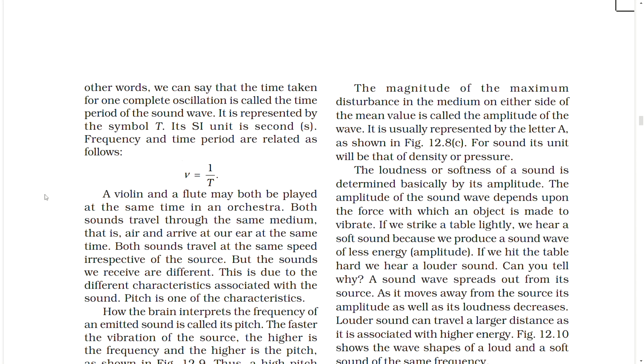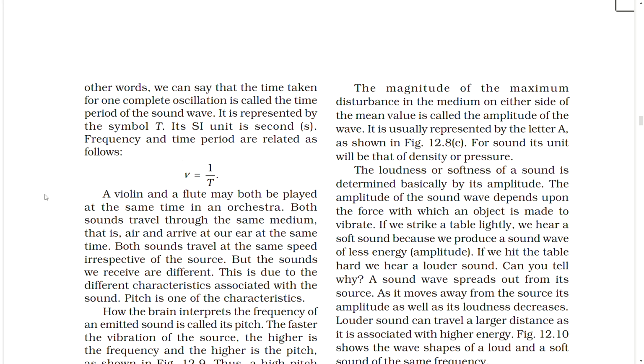The magnitude of the maximum disturbance in the medium on either side of the mean value is called the amplitude of the wave. It is usually represented by the letter A, as shown in figure C. For sound, its unit will be that of density or pressure. The loudness or softness of a sound is determined basically by its amplitude. The amplitude of the sound wave depends upon the force with which an object is made to vibrate.